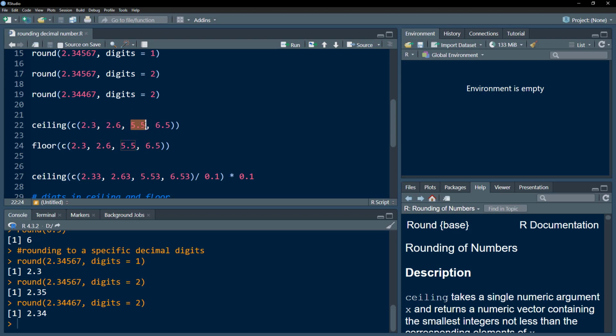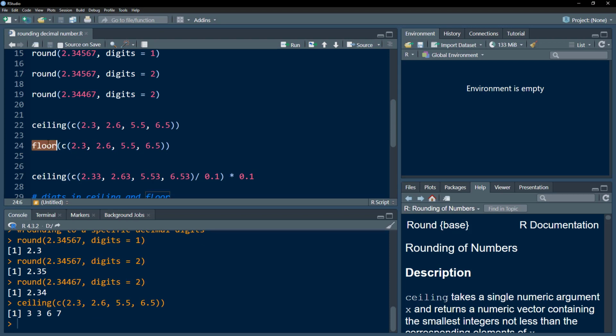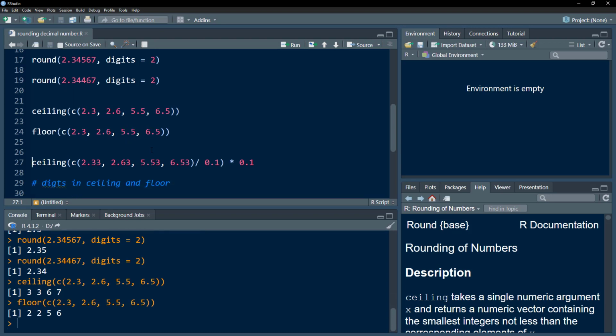and this should round it to 6, and this would be rounded to 7. So the function that we are using is ceiling, because we want it to go to the higher number, to the ceiling of that number. This is what we get. If we want it to be rounded to the nearest lower number, then we would use the floor function. So this should become 2. Similarly, this would become 2, and this would become 5. This one would be 6, right?